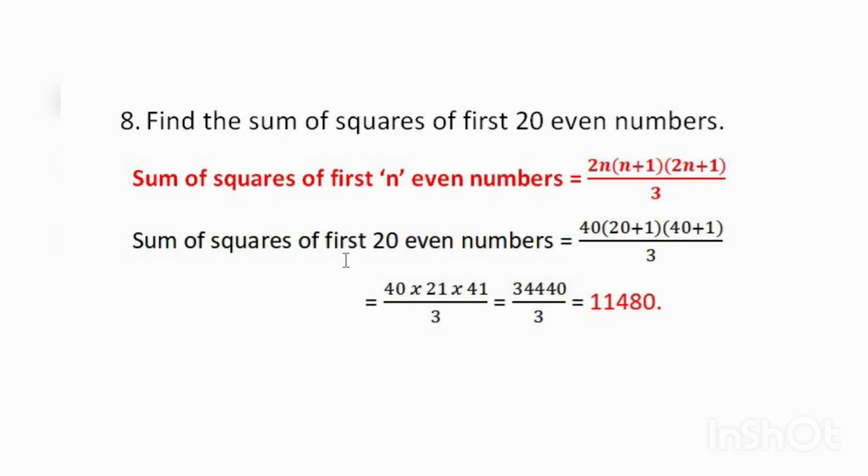So we can easily find the sum of squares of first 20 even numbers by substituting n with 20. So we will get 2 into n, 2 into 20, it is 40, into 20 plus 1, it is 21. So 40 into 21 into 2n plus 1, 2 into 20, 40 plus 1, it is 41. So 40 into 21 into 41 by 3 equal to 34,440 by 3, which is equal to 11,480.